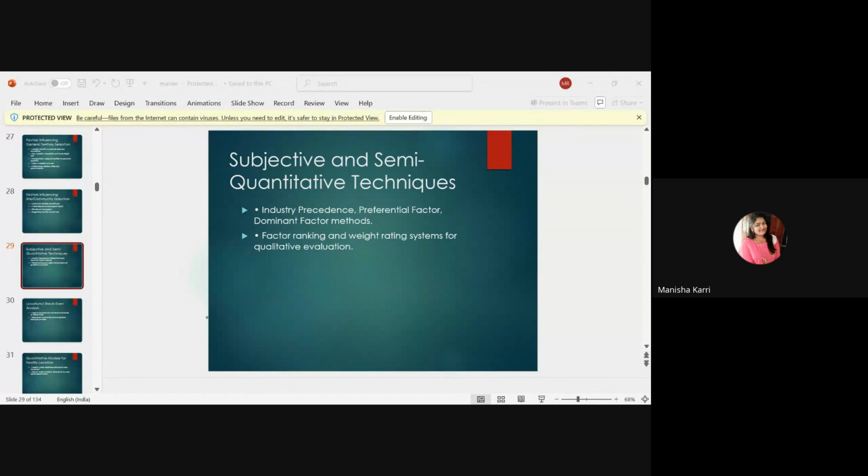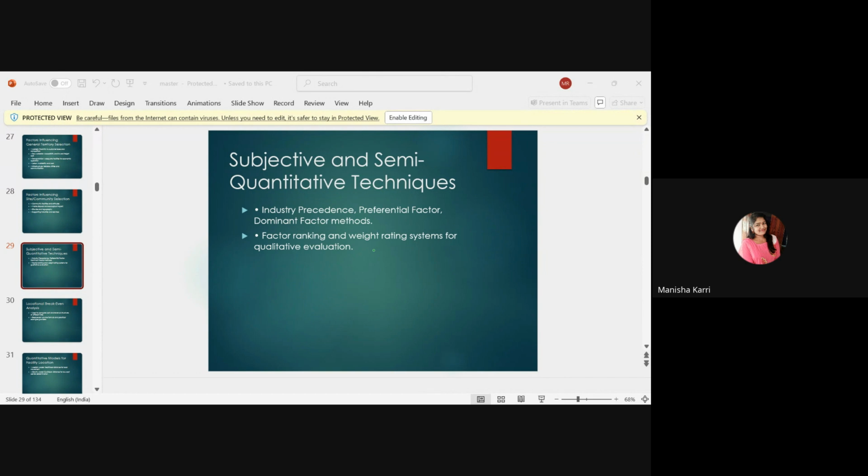Okay, the next topic is subjective and semi-quantitative techniques. So what are these techniques? Generally, these techniques are used to evaluate the different options when making decisions about facility location. They combine qualitative judgment, meaning subjective, with numerical or scaled assessments, meaning semi-quantitative, which helps decision makers choose the best option. So there are some key techniques here.